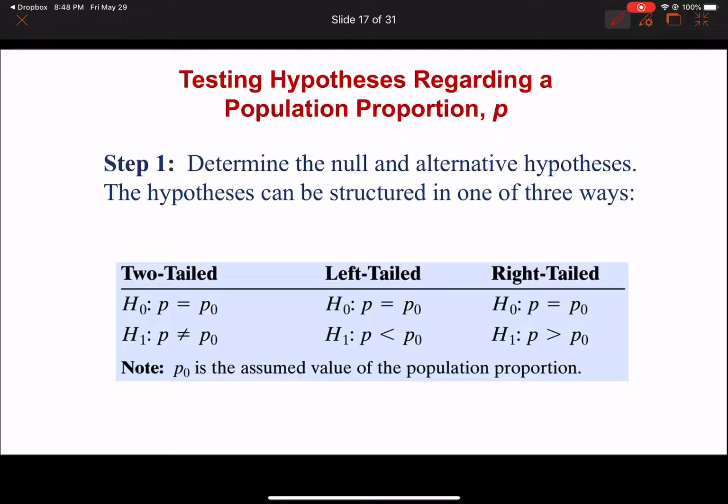This is just a reminder here. As another reminder, we just talked about this in 10.1. For our test, the alternate hypothesis can be structured in three ways. We have our two-tailed test right here, where we say the population proportion is not what the null hypothesis says. We don't say whether it's larger or smaller. A left-tailed test is if we believe it is smaller than the population proportion, and a right-tailed test is if we believe it is greater than the population proportion. p naught is the assumed value, so p naught goes with your null hypothesis.